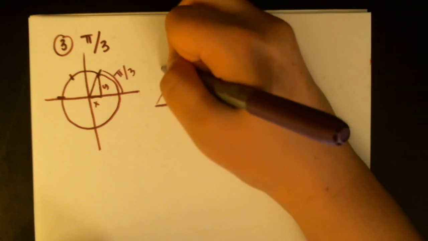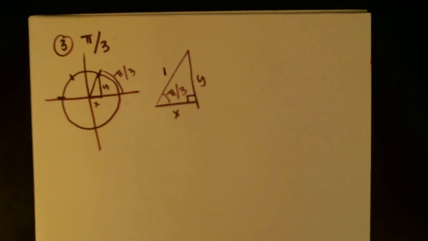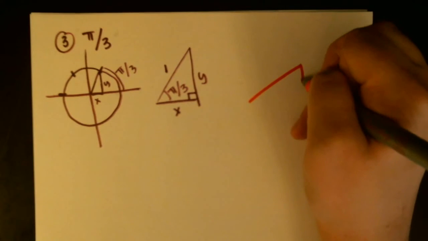I have a 1, an x, and a y. Okay, so from the last problem, I wish I put these on the same page, we ended up having this triangle when we were all done.